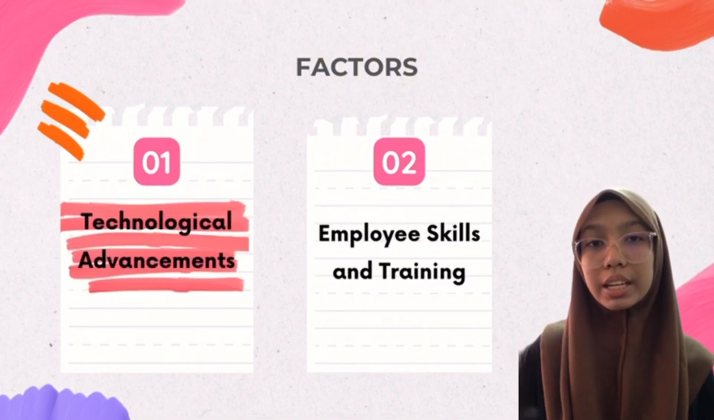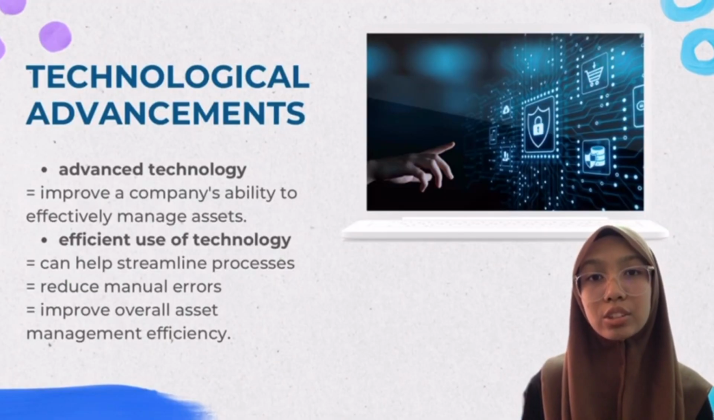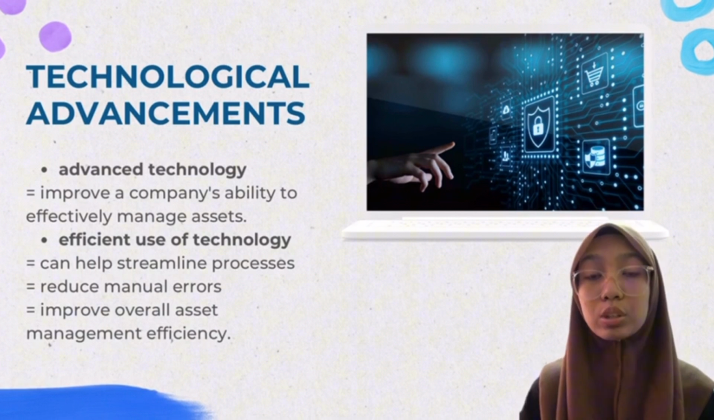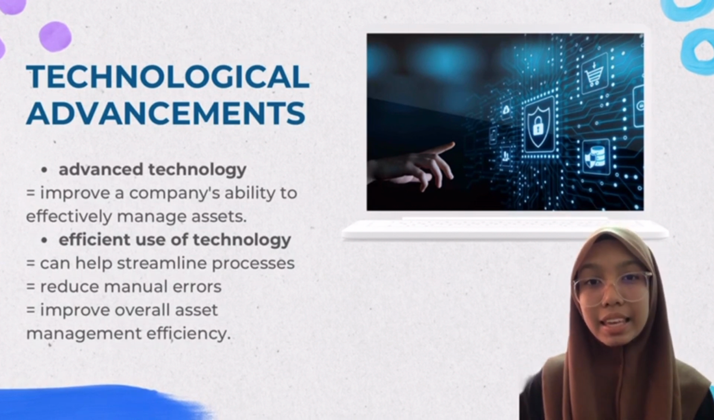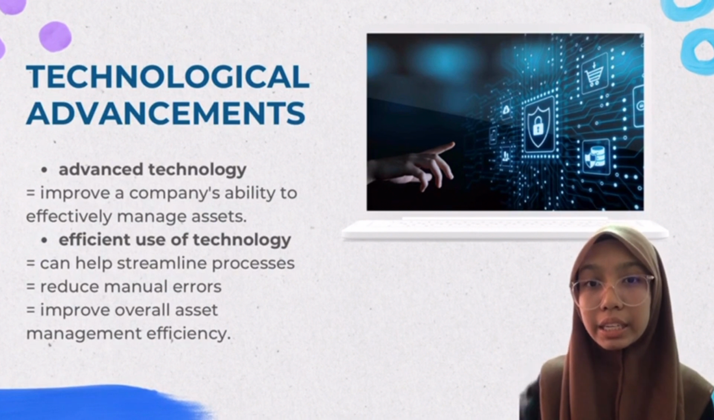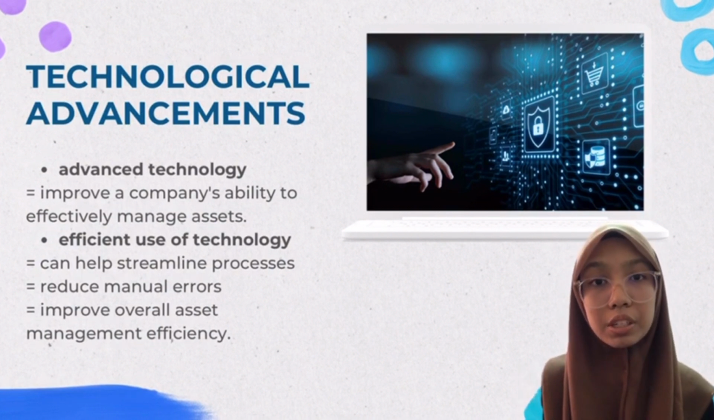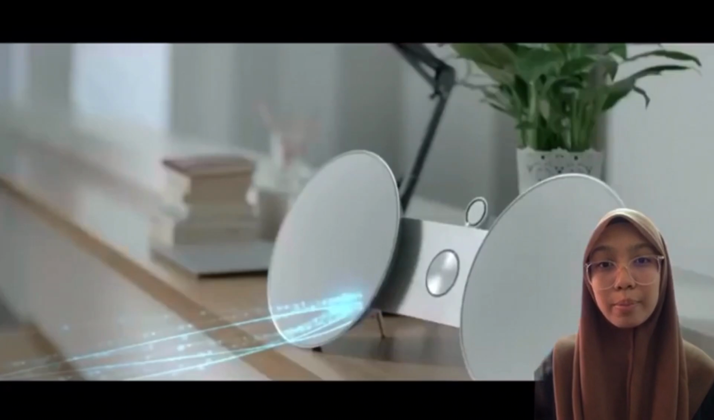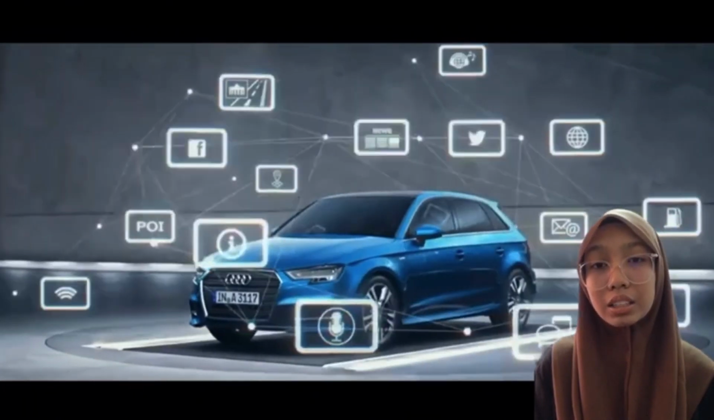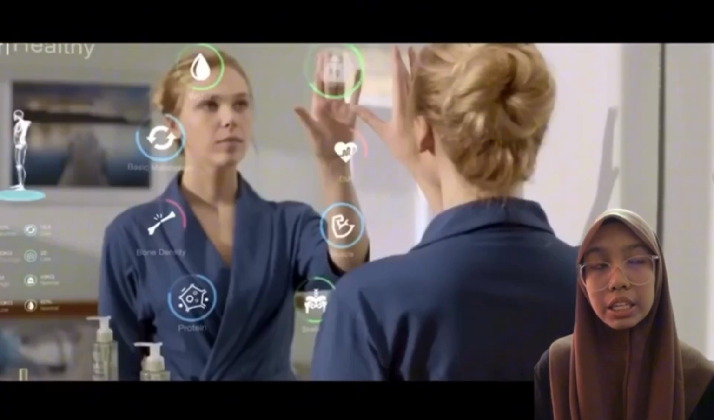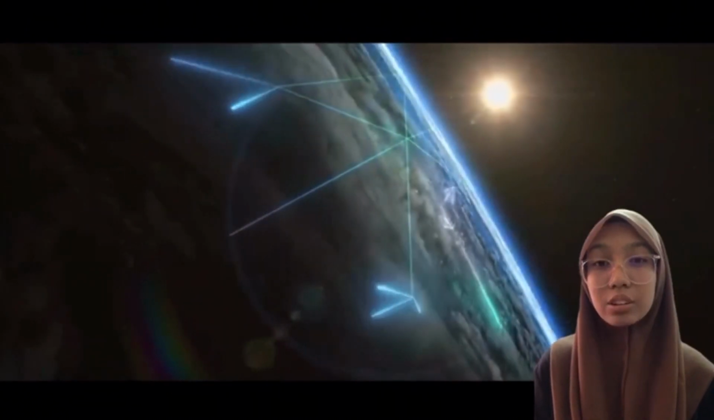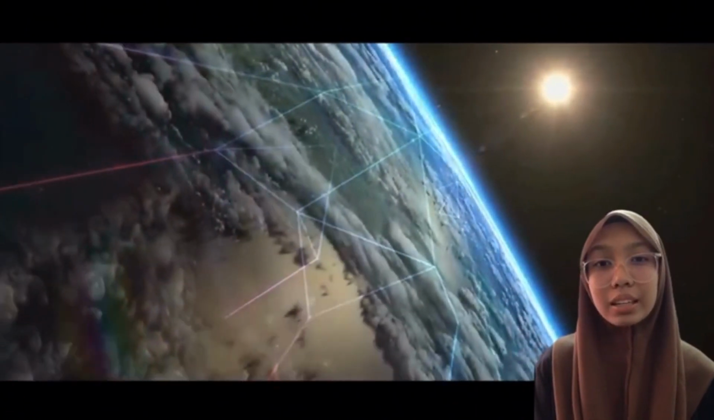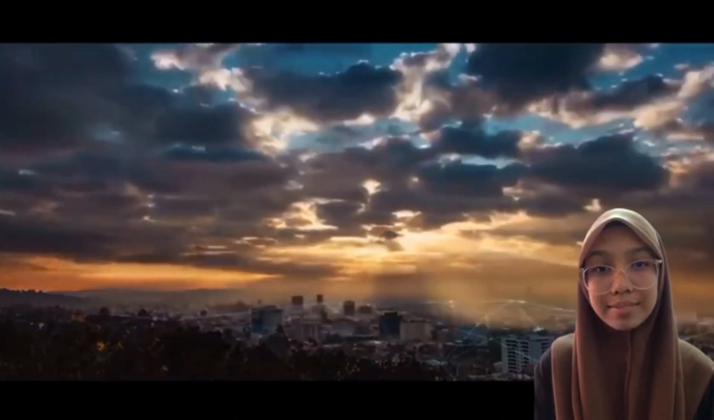So, for technological advancement, the adoption and integration of advanced technology can improve a company's ability to effectively manage assets. The efficient use of technology can help streamline processes, reduce manual errors, and improve overall asset management efficiency. In this century, more and more companies have started using artificial intelligence technology in their organization because this technology can bring great changes and good improvements to the company.